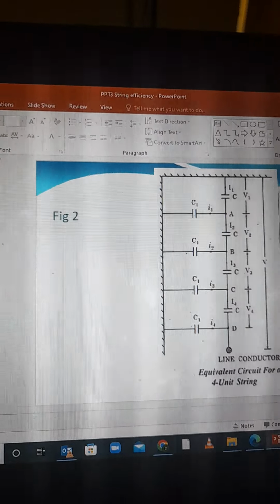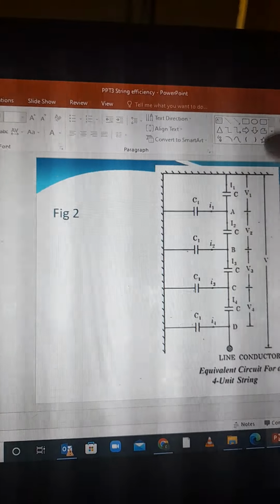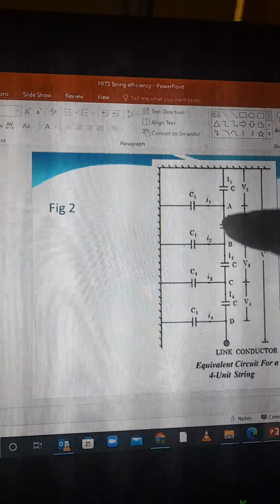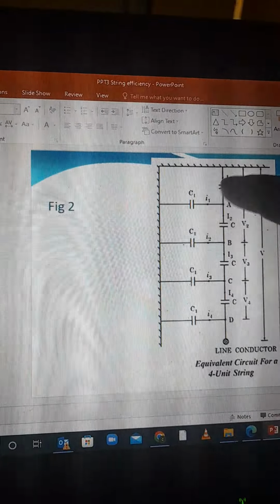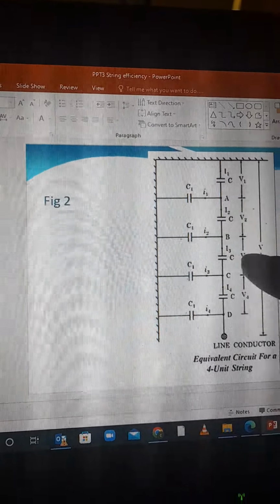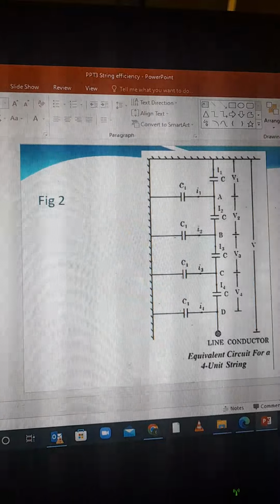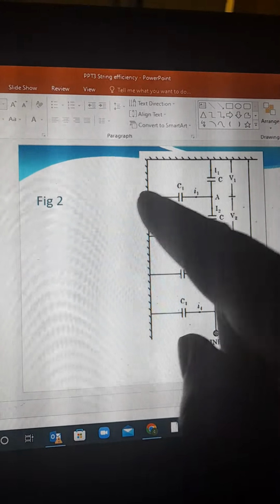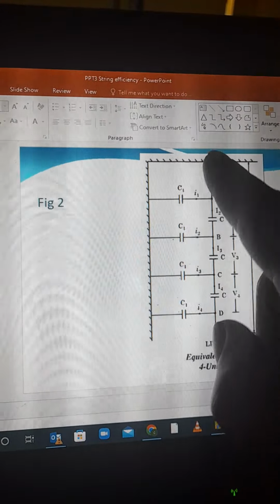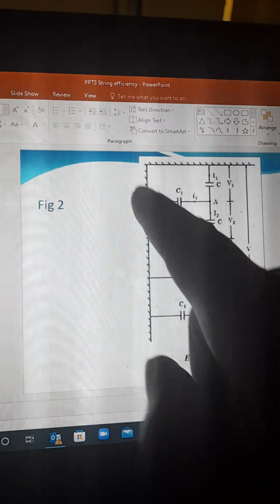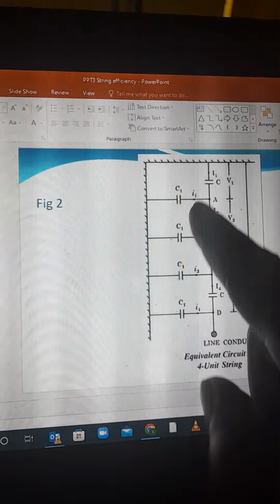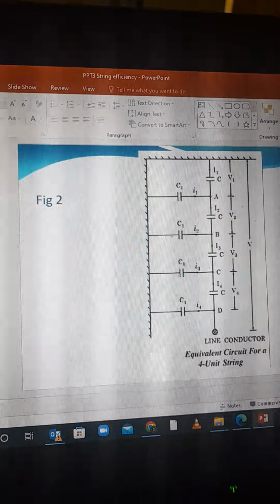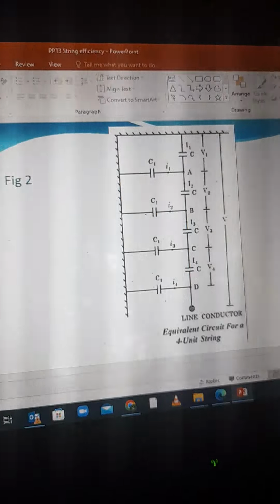So that's the representation of the circuit. Here we have disc one, two, three, four. Each disc is represented by this capacitor. The capacitors are the same, and we have a capacitance between the disc and the pole, the earthed pole. That capacitance is indicated as C1.